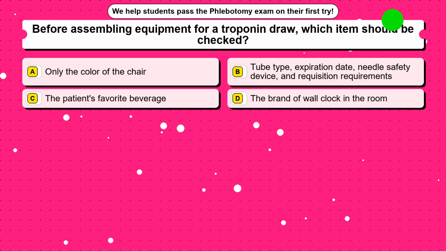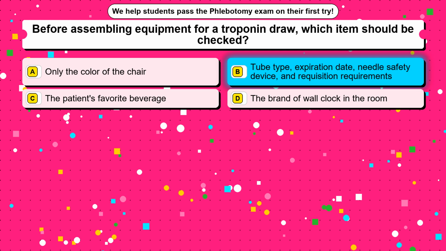Question 98. Before assembling equipment for a troponin draw, which item should be checked? Option A. Only the color of the chair. Option B. Tube type, expiration date, needle safety device, and requisition requirements. Option C. The patient's favorite beverage. Option D. The brand of wall clock in the room.